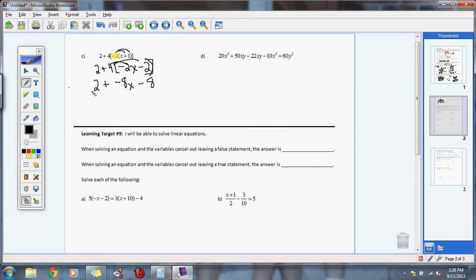So at this time we've got to put like terms together. We've got the 2 and the -8, the constants there, so we can make those -6, and then plus a -8x, or just -8x. Another acceptable answer would be -8x minus 6.